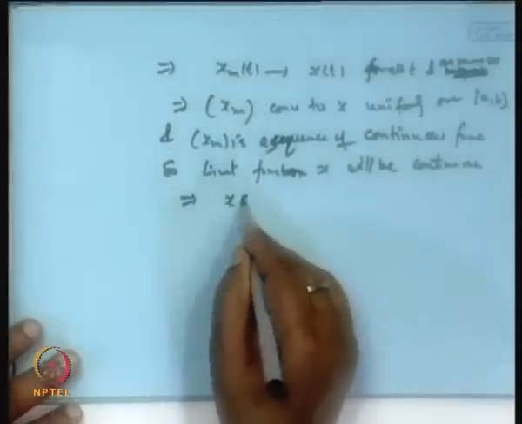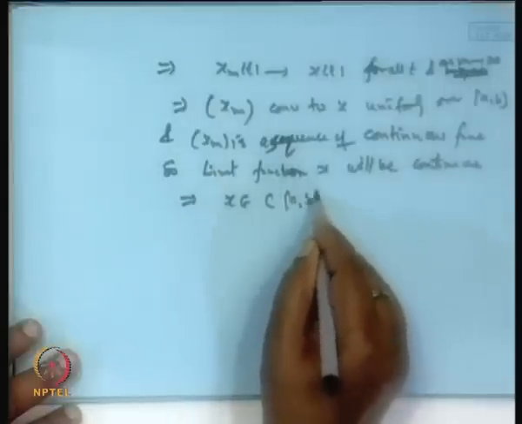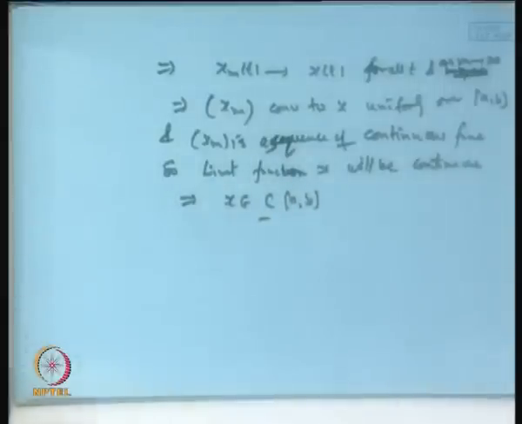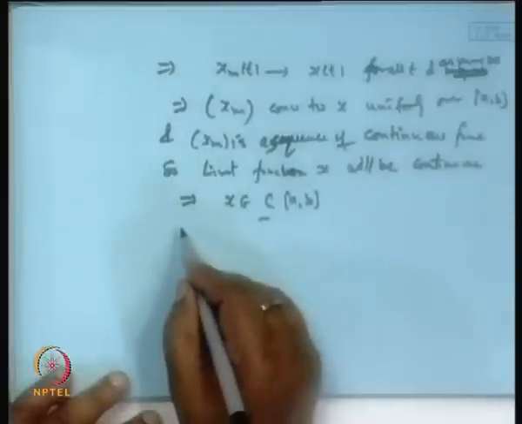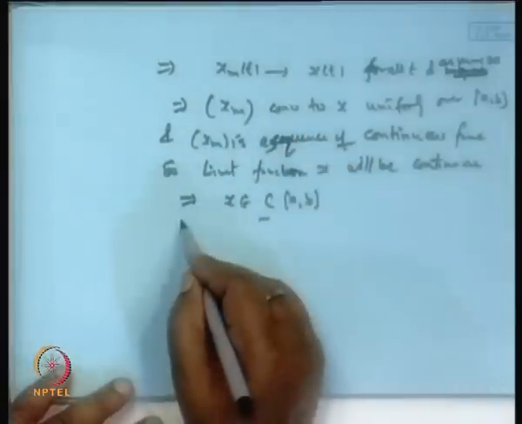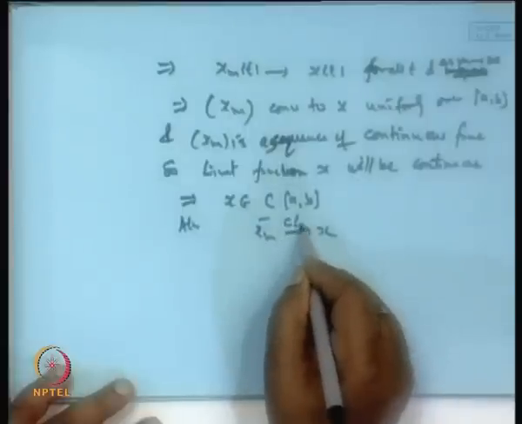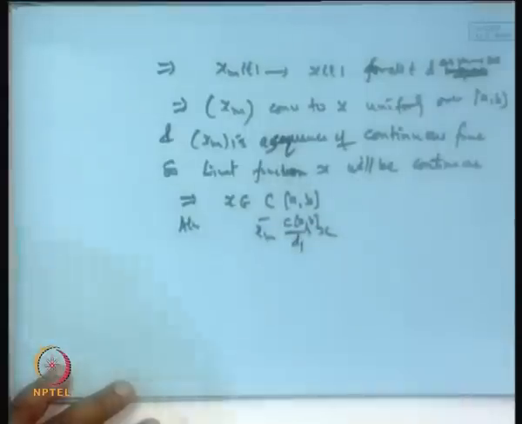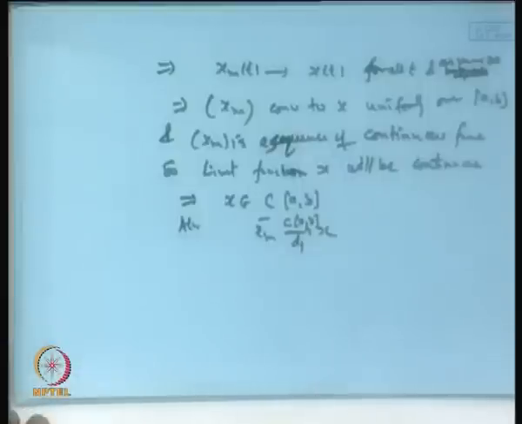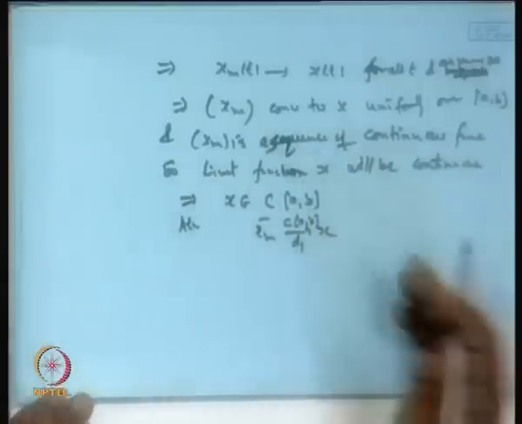So, x must be in C[a,b], and also x_m converges to x in the metric of C[a,b], that is D1. Clear? So, C[a,b] under D1 is complete.